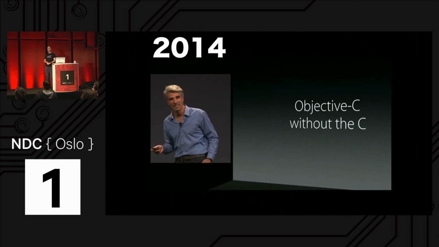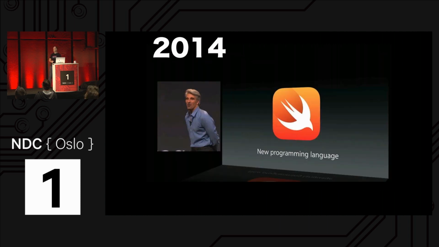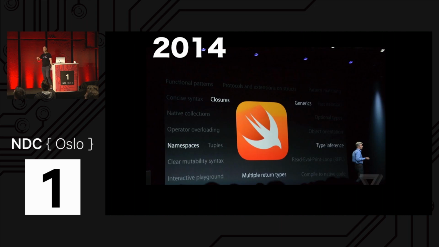Finally, we get to 2014. And Craig Federighi gets up on stage at WWDC, the Apple Developer Conference, and says, what if we could have Objective-C without the C? And he wasn't talking about just a variation on Objective-C. He was talking about a whole new programming language, which of course turned out to be Swift. In fact, they even named it at the conference. And even showed us a teaser of some of the features that were going to be in the language.